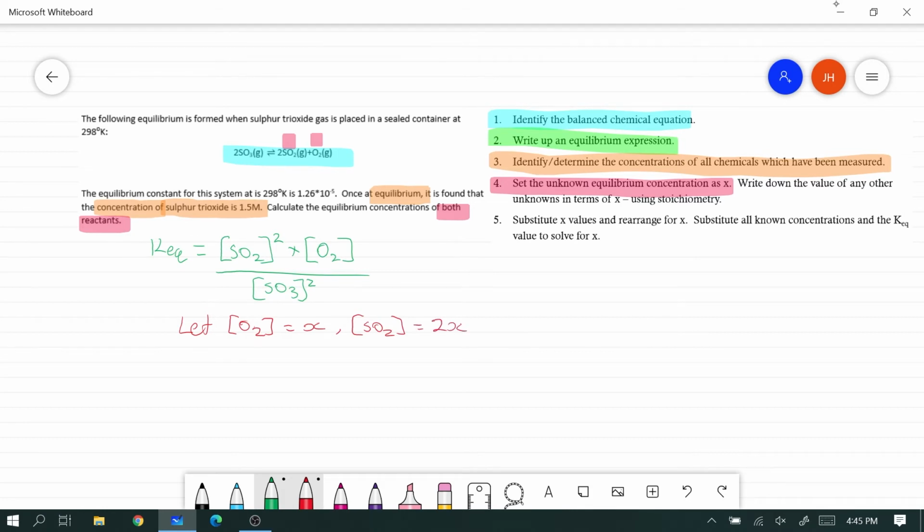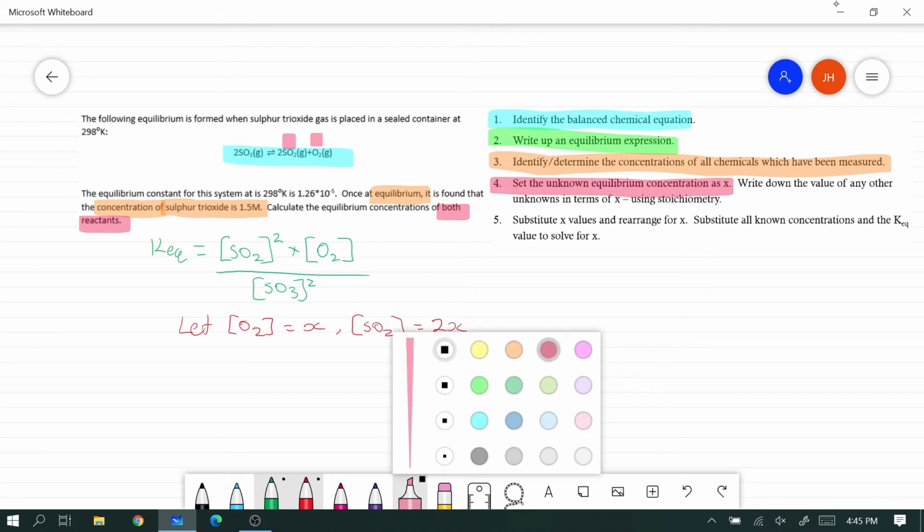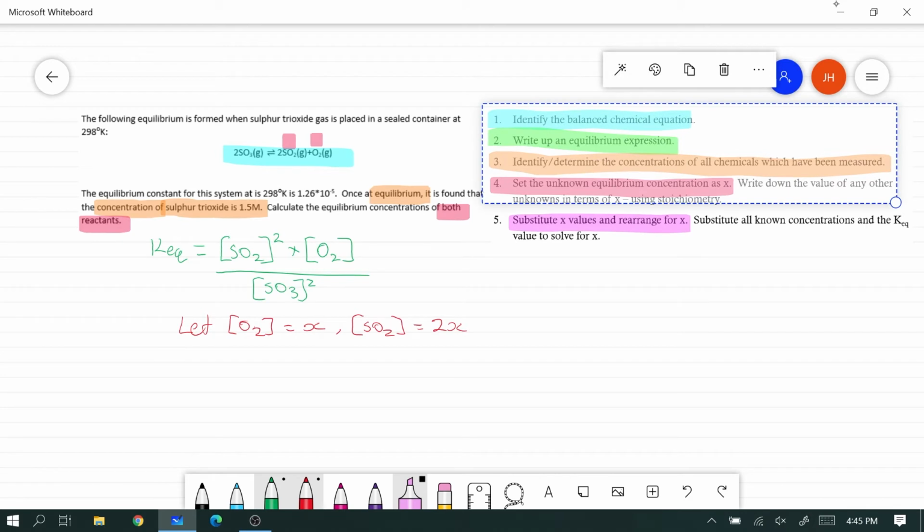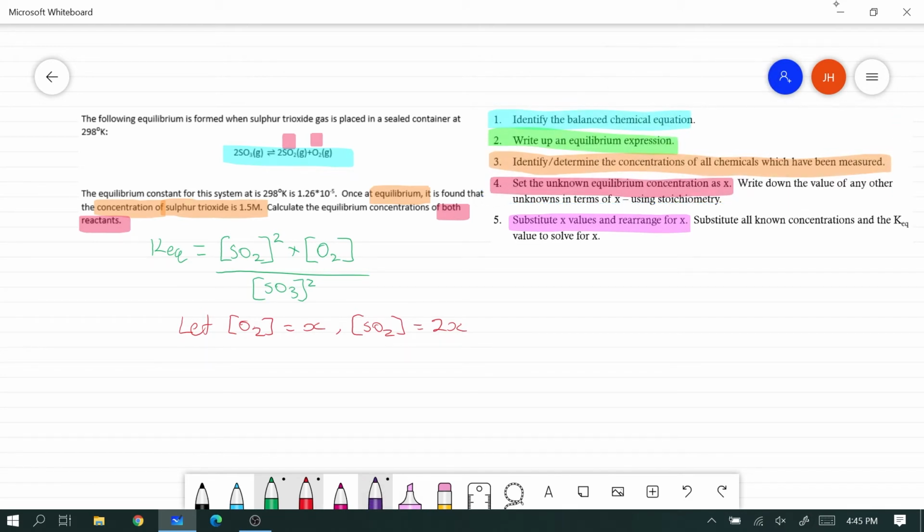So we can make that 2X. Next step that we have is to substitute X values and rearrange for X. So that's what I'm going to be doing next. So once we know that O2 is X and SO2 concentration is 2X, we can put that into our equation. Note as well that this still has to be squared.